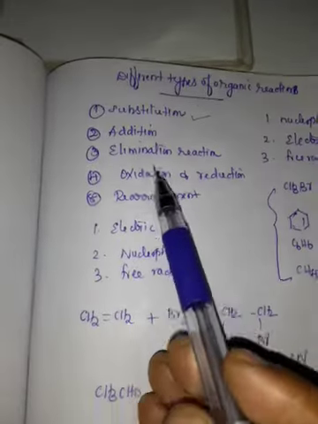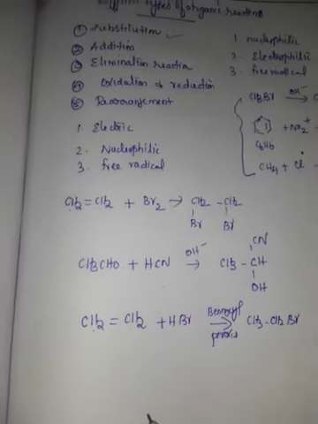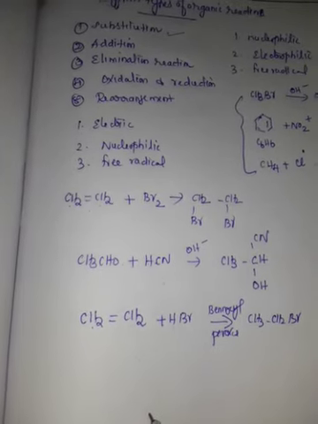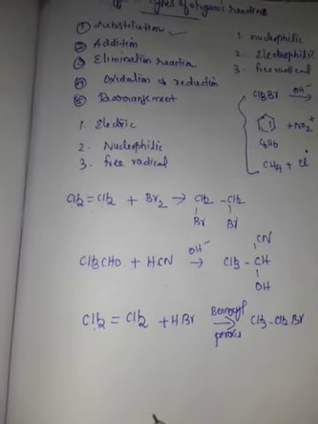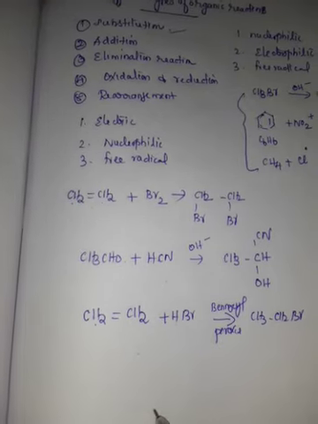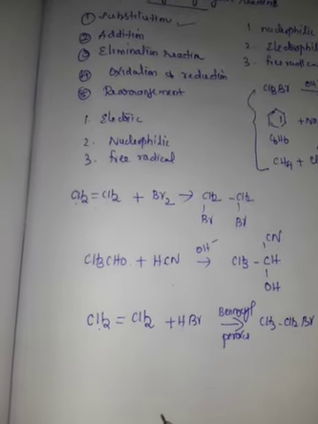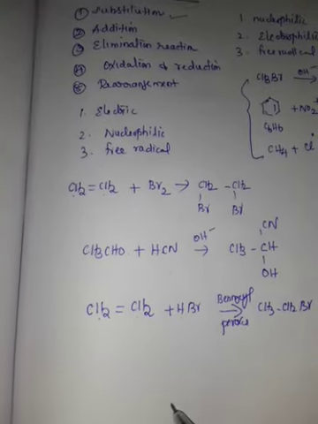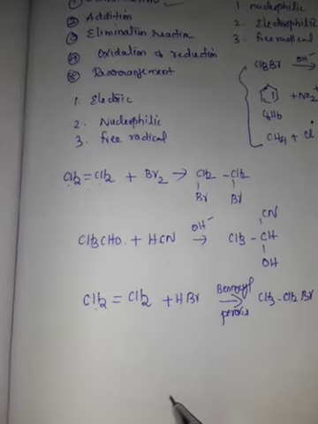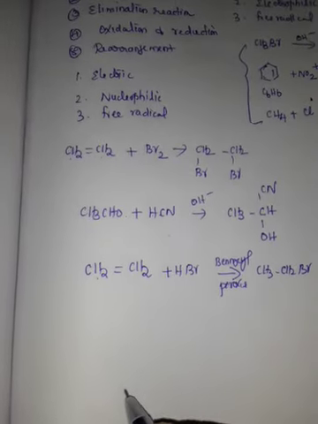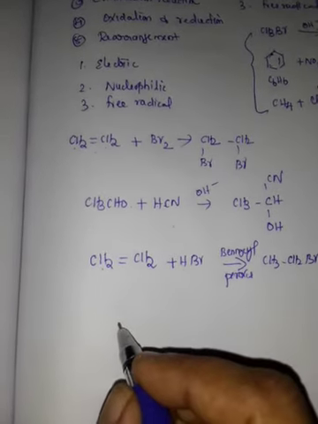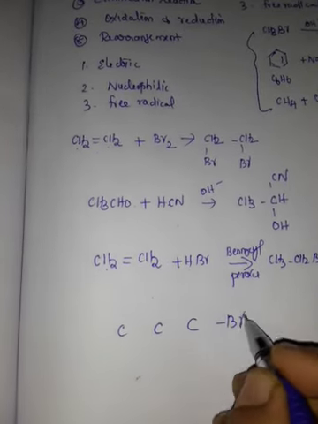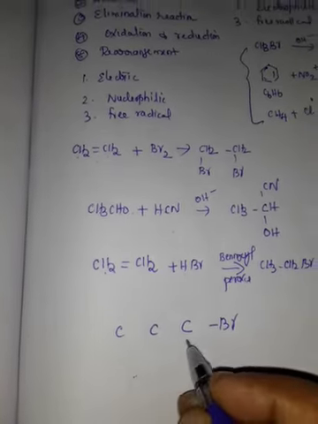Next, elimination reaction. Elimination means two substituents are eliminated from the molecule and a new carbon-carbon double bond is formed between the carbon atoms to which the eliminated groups were previously attached. For example, propyl bromide. Prop means 3 carbon atoms. Bromide, propyl bromide. Now we can balance.